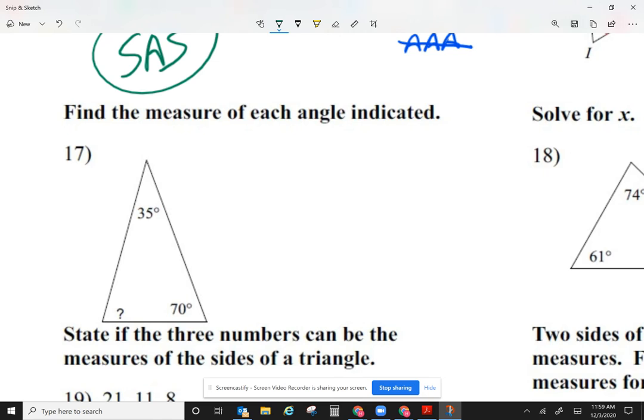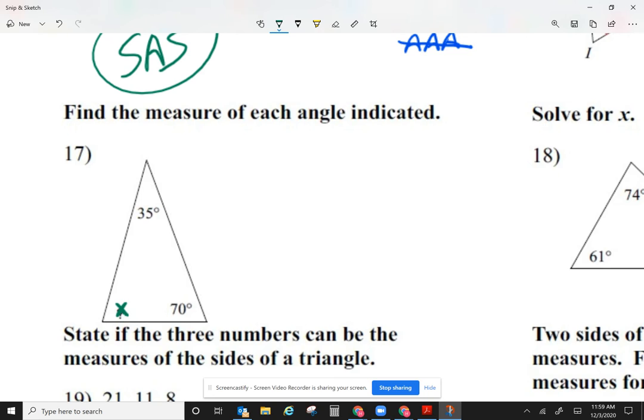I see a question mark. We learned in Algebra 1 that when we don't know the value of something, we replace it with a letter. In this case, let me replace this with x. So my question here is solve for x. Find out what x is.